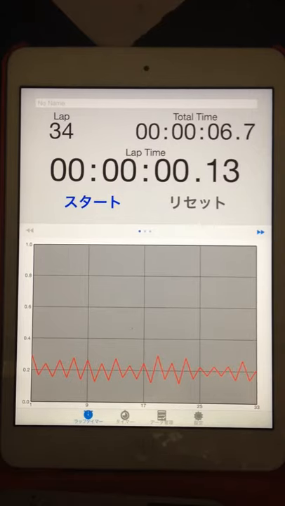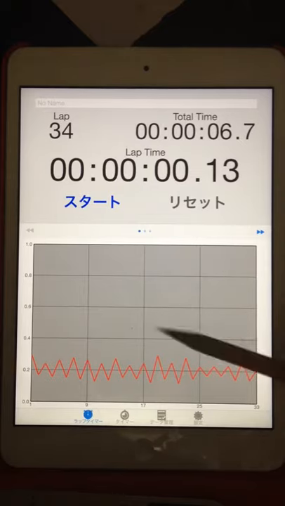So 39.39 seconds means 60 divided by 39 equals tempo 154 tempo.